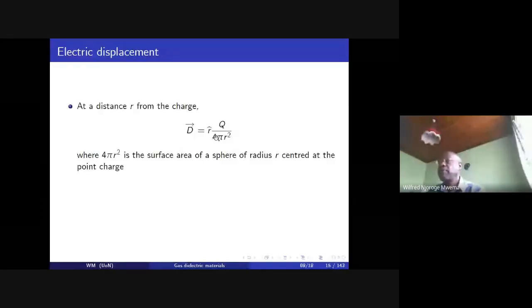E as R cap given by Q over 4 pi R squared, which is the surface area of a sphere.